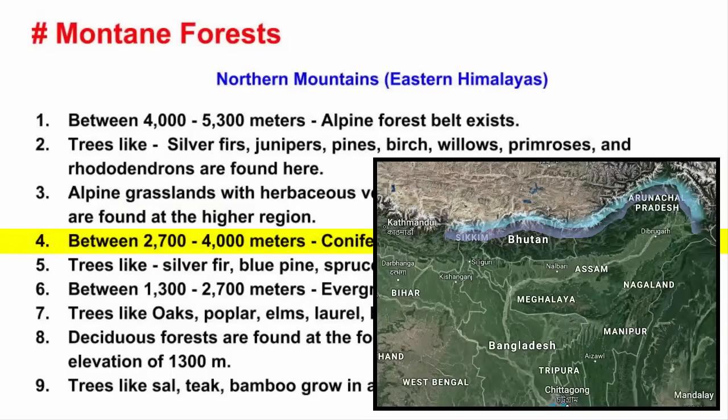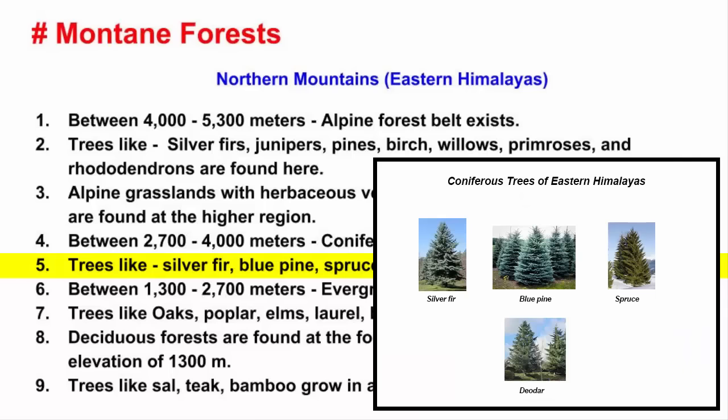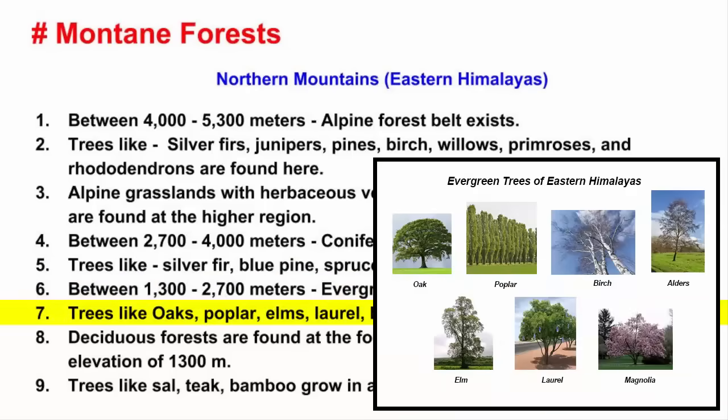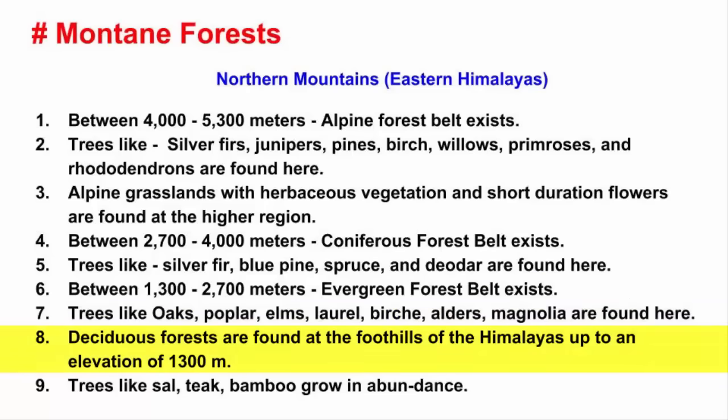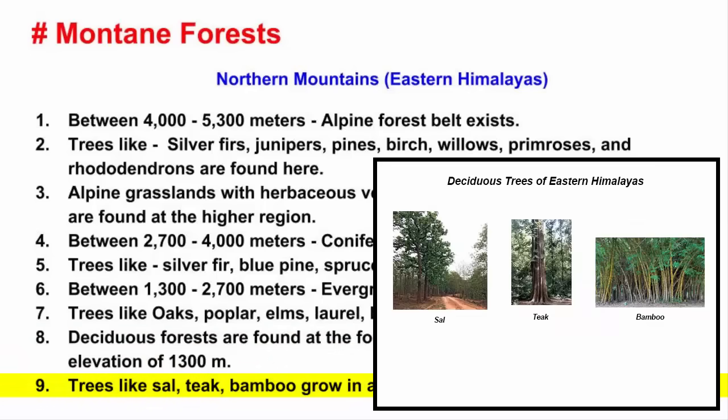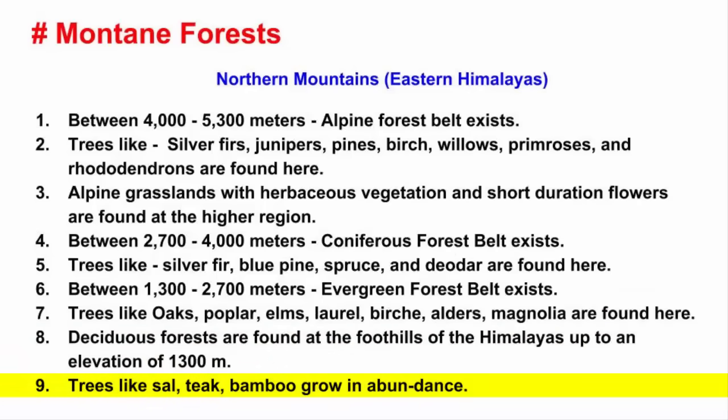Coniferous forest belt exists between 2,700 and 4,000 meters. Some of the trees that you will find in this region are silver fir, blue pine, spruce and deodar. Then comes the evergreen forest belt. It exists between 1,300 and 2,700 meters. Trees like oaks, poplar, elms, laurel, birch, alders, magnolia are found here. Then comes deciduous forest, which is found at the foothills of the Himalayas, up to an elevation of 1,300 meters. Trees like sal, teak, bamboo grow in abundance.